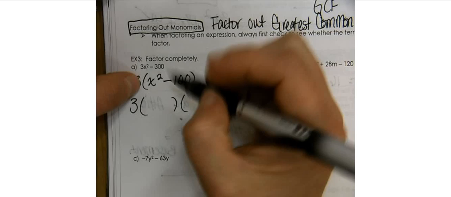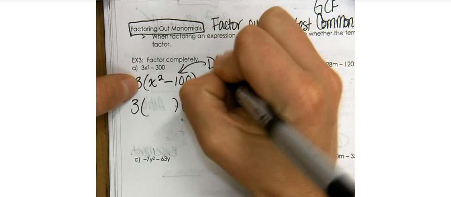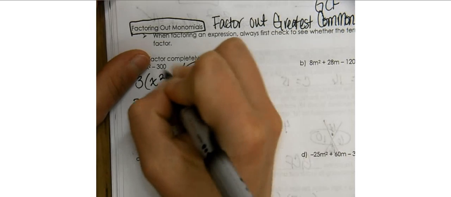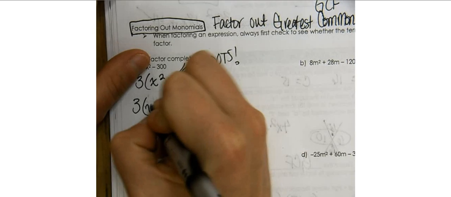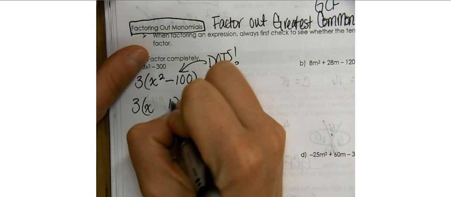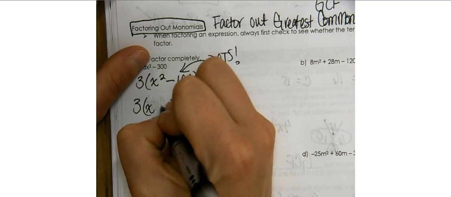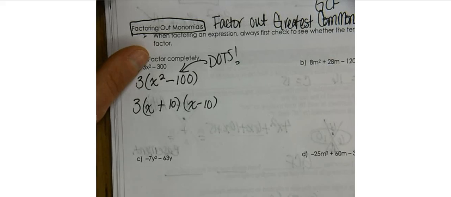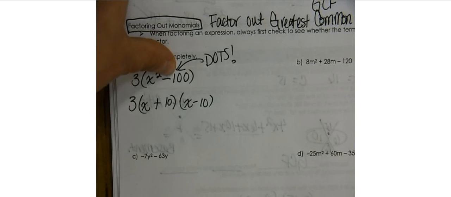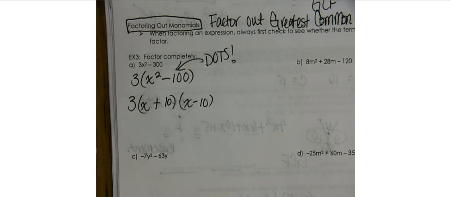Now, for this problem, we have ourselves a DOTS, a difference of 2 squares. So we split apart, we take the square root of x squared, and we end up with an x and an x. Then we take the square root of 100, that's 10 and 10. And then we're going to make our signs a plus and a minus, because a positive times a negative equals a negative number. And that's your answer.